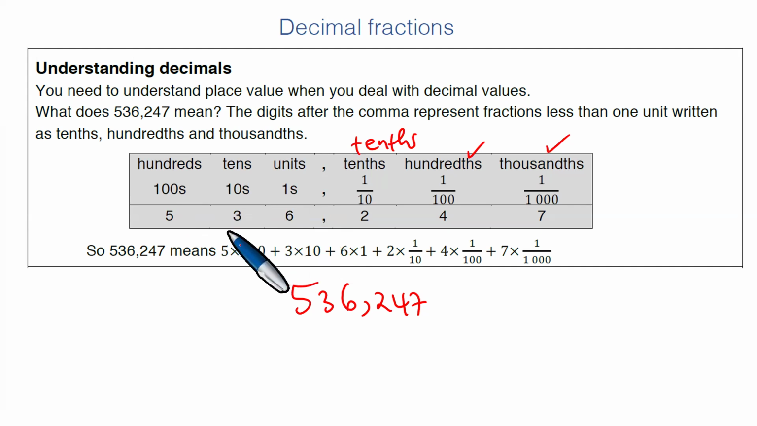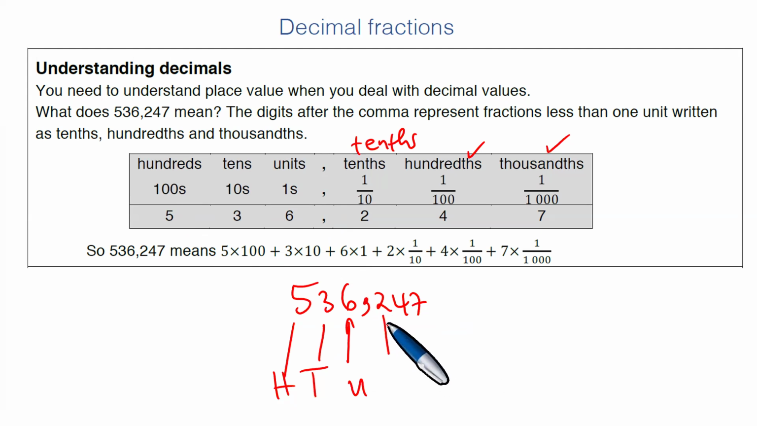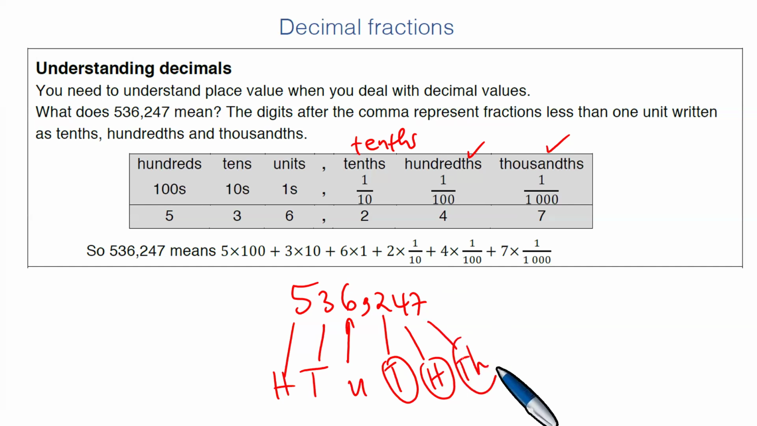In other words, if you're dealing with the 536, the 6 is under units, the 3 is tens, and the 5 is hundreds. Then what about these digits after the decimal comma? It tells you that this one is tenths, this one is hundredths, and this one is thousandths. This is the sort of thing you actually need to take note of.